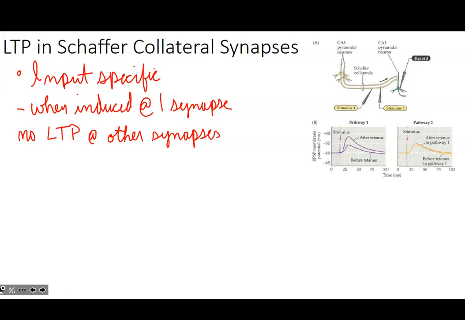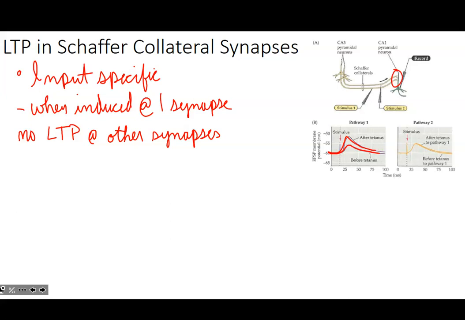So I go back to this circuitry here to show you what I mean. Remember, they used a tetanus. They used high frequency stimulation to show that, right? So before tetanus, we saw this EPSP, and then after the tetanus, we saw this EPSP, and we described that as LTP. These neurons, as I mentioned before, target the same CA1 dendrite. So here's the CA1 dendrite.